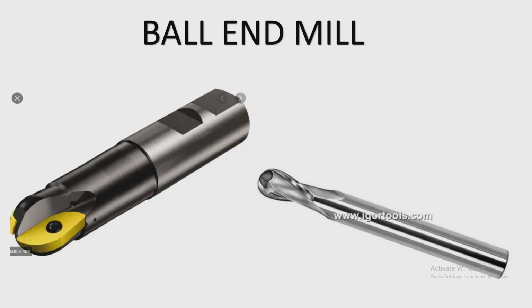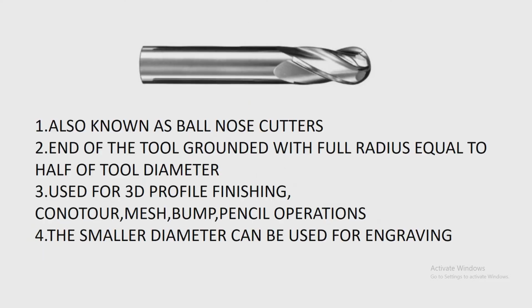The next one is the ball end mill. These are also known as ball nose cutters. The end of the tool is ground with a full radius equal to half of the tool diameter. These are used for 3D profiling, finishing, contour, mesh, bump, pencil operations. The smaller diameters can be used for engraving operation.